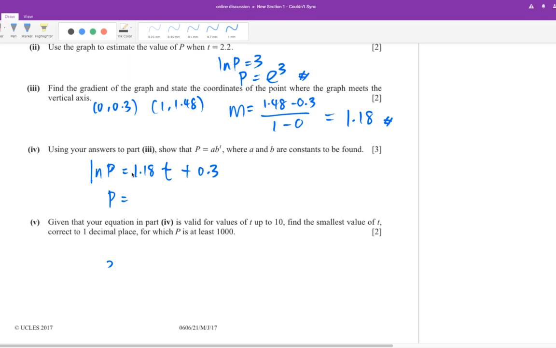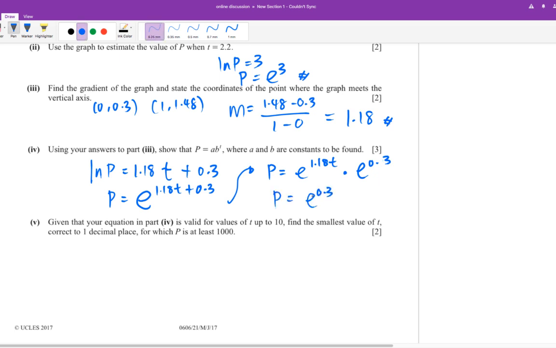Okay, I will just move the ln to the other side. It will become e to the power of 1.18t plus 0.3. Then the next thing I will do is try to separate them, because plus in the power we know basically is multiply, right? Multiply e to the power of 0.3. So I will rearrange into this pattern. My a is e to the power of 0.3, and my b is e to the power of 1.18t. Alright, I guess this is how we solve this kind of question.